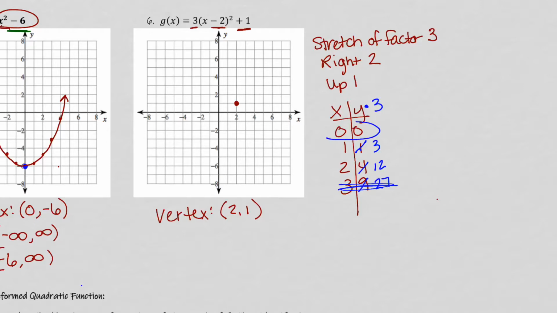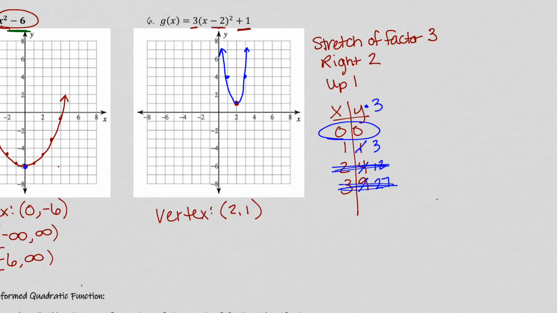So my vertex became this point right here, that (2, 1). So that's my (0, 0) in my chart of points. And then I'm going to go from there. I go right 1, up 3. I also have to go left 1, up 3. I go right 2, up 12, and that takes me right off my graph, so I can't even plot that one. So I know it's a really skinny graph. Remember, stretches get skinnier and taller, shrinks get flatter, closer to the x-axis, okay?